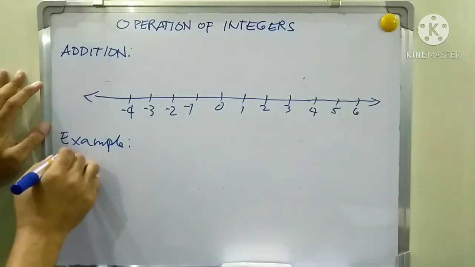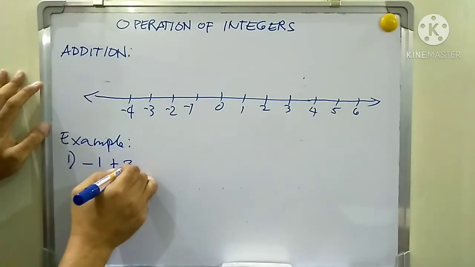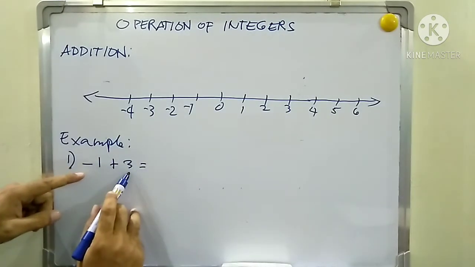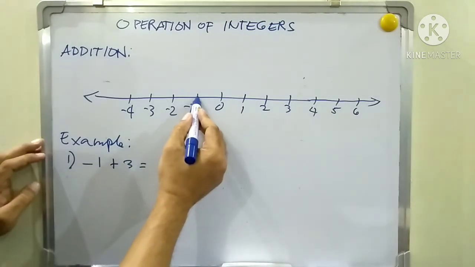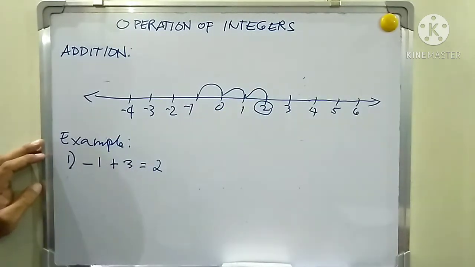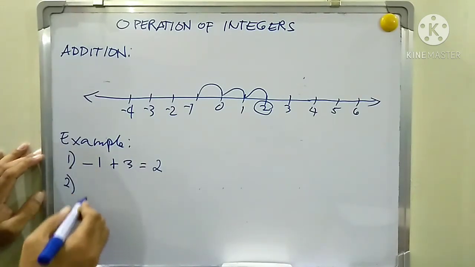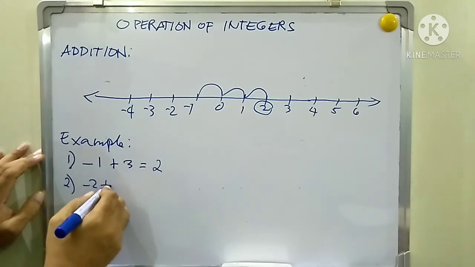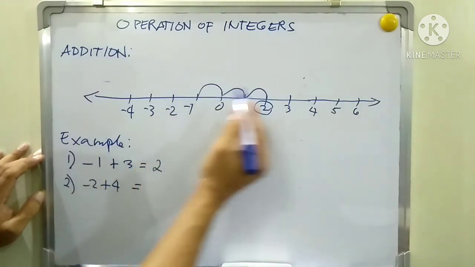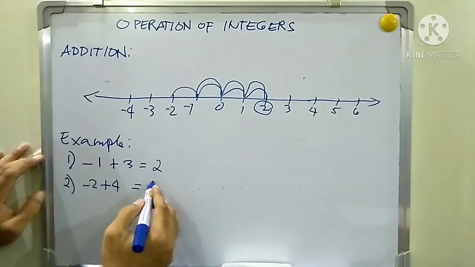So example number 1, -1 plus 3. We start at -1 and we count 3 units to the right. 1, 2, 3, and we stop at 2, so the answer is positive 2. Another example, -2 plus 4. We start at -2 and we count 4 units to the right. 1, 2, 3, 4. We answer at 2.